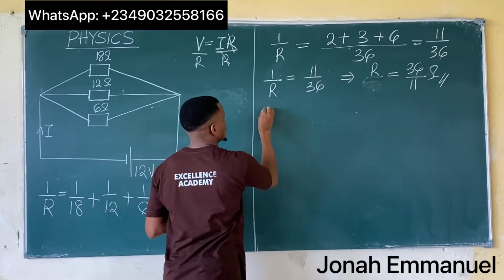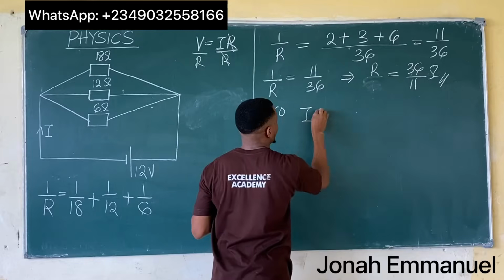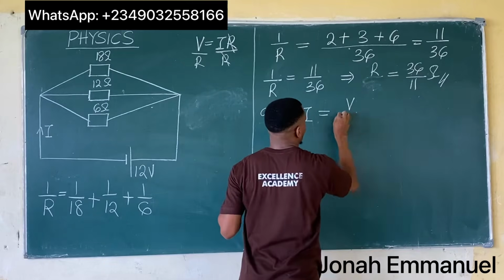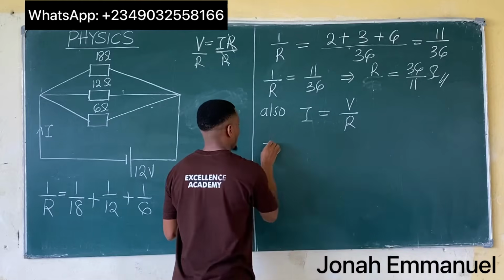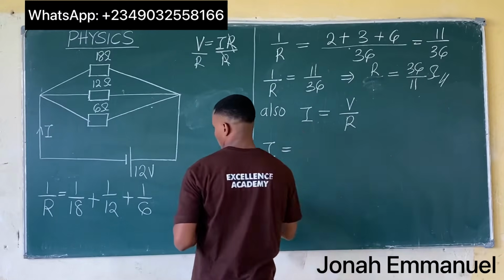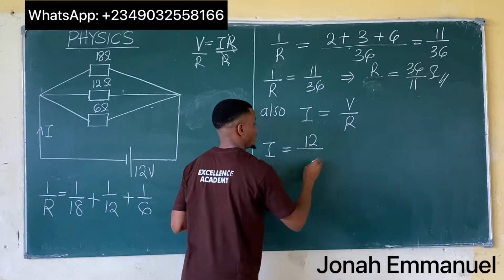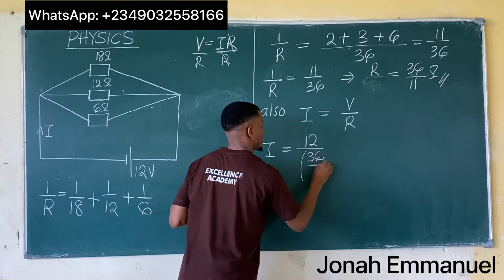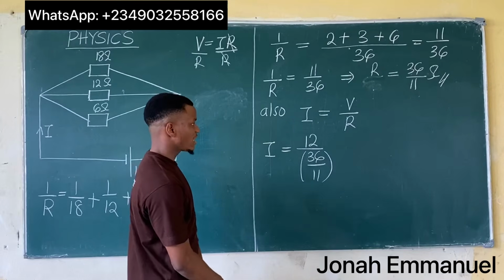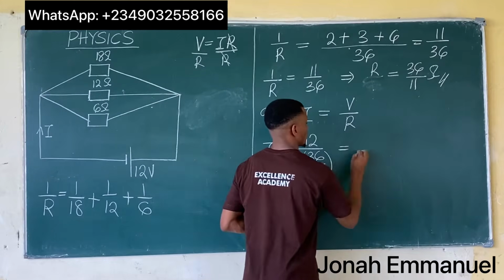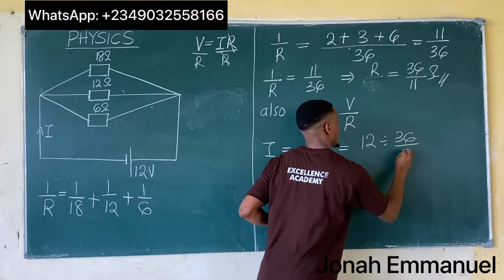Also recall that we said from Ohm's law, the current I is equal to what there? V all over R. So let's get this done. That means I is equal to V. V is 12. That becomes 12 divided by R. R is 36 all over 11. So we have this. But I work this out. This is equal to 12 divided by 36 over 11.